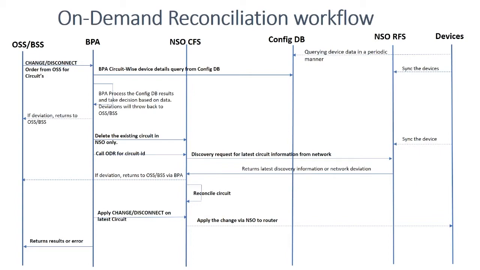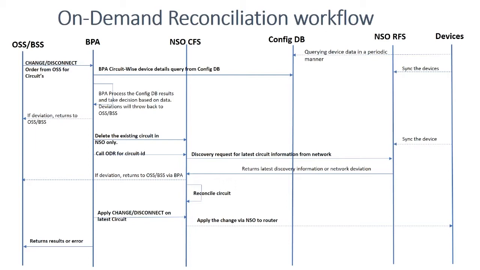If there are no deviations, then we reconcile the circuit from the NSO CFS to RFS and create all the entries in the device tree. Basically, we apply the change or disconnect management on top of the latest circuit. Right? That will be applied onto the device directly and return a result. If there is an error, it will be returned, or successful results will be returned.